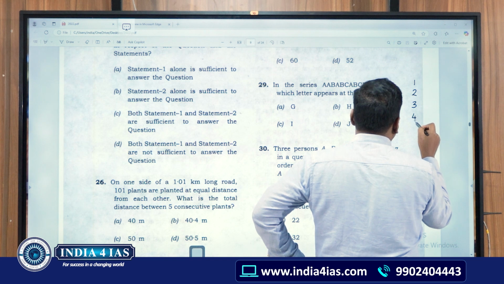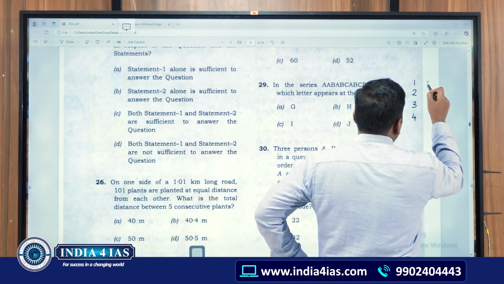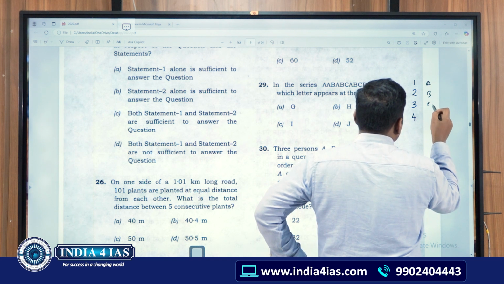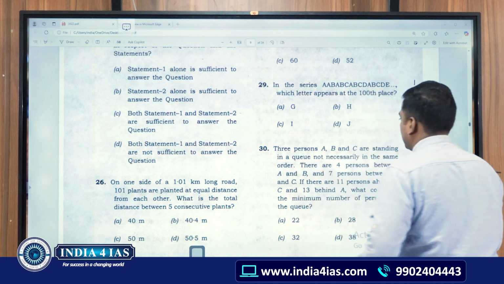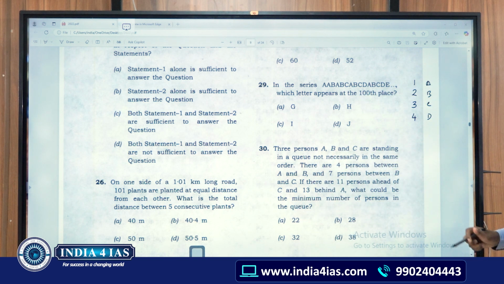After finishing 4, we'll get D. So, A, B, C, D. But totally how many letters? 1 plus 2 is 3. Then 3 plus 3 is 6. 6 plus 4 is 10. So, totally I have written 10 letters, but my ending letter is D.